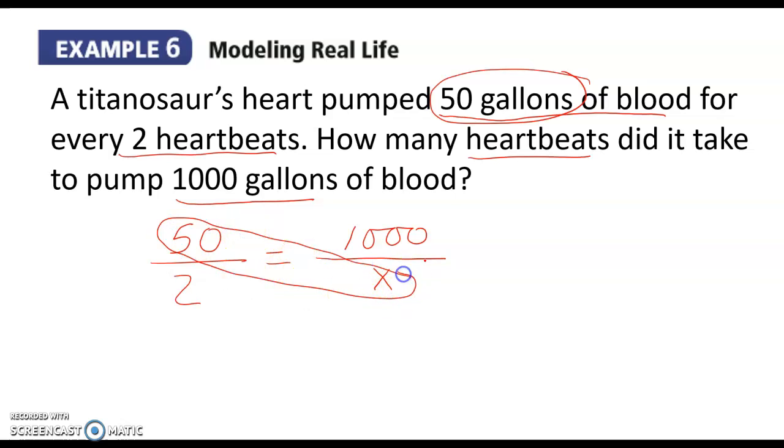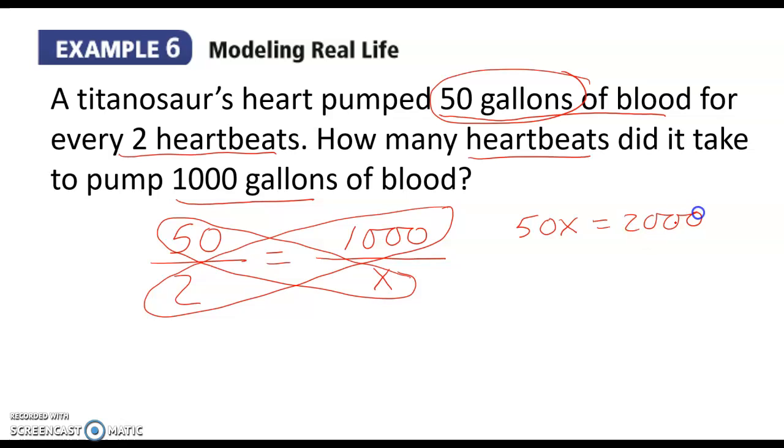So 50 times X is 50X. 1,000 times 2 is 2,000. So then I just divide by 50. And I end up with 40.